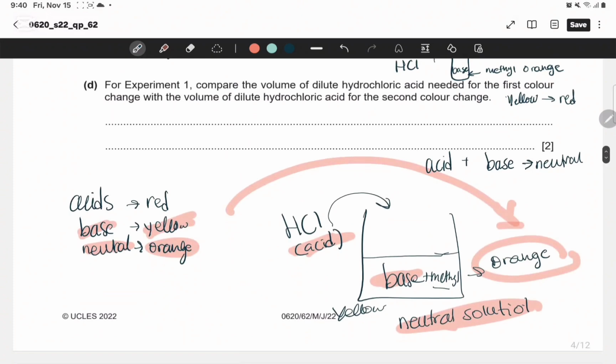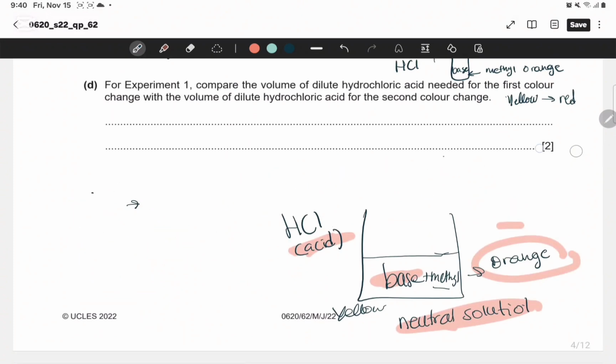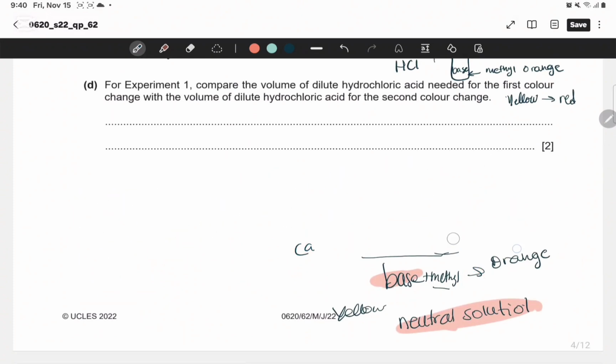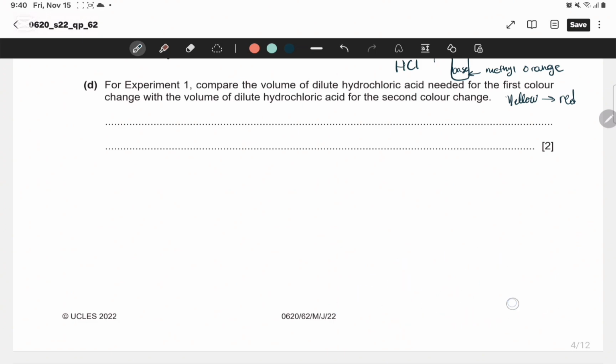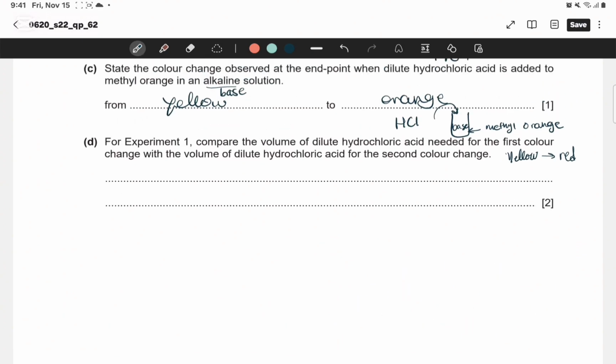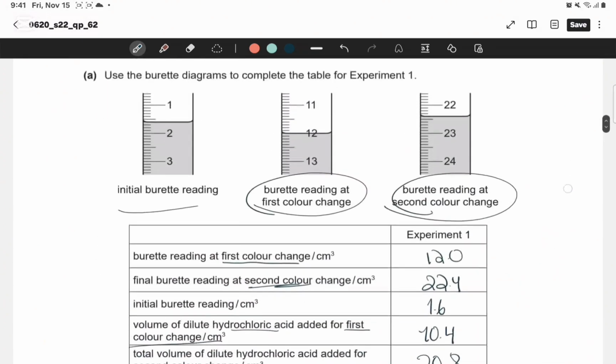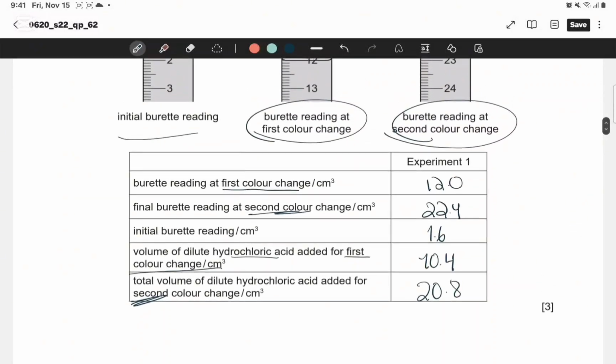For experiment 1, compare the volume of dilute hydrochloric acid needed for the first color change with the volume of the dilute hydrochloric acid for the second color change. So let's go back to experiment number 1 here. So this is the first color change, and this is the second color change. So these two, it's almost double, right?